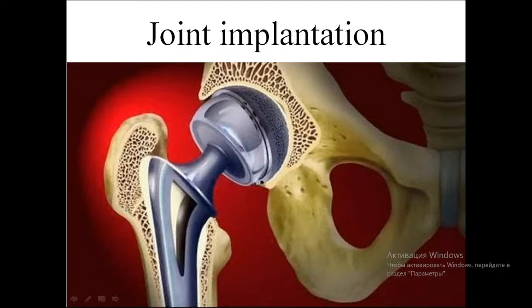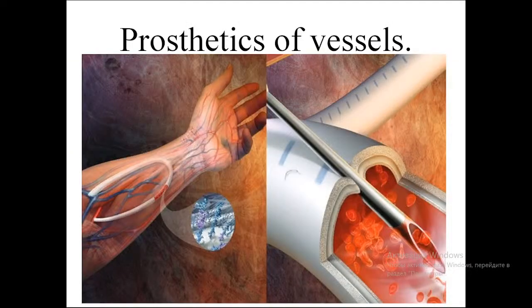Here, the implant. And this surgery is called the joint implantation. Next, prosthesis of the vessels. This is also a planned surgery, and in this slide you can see the prosthesis of the vessels. So for example, it's a prosthesis here.